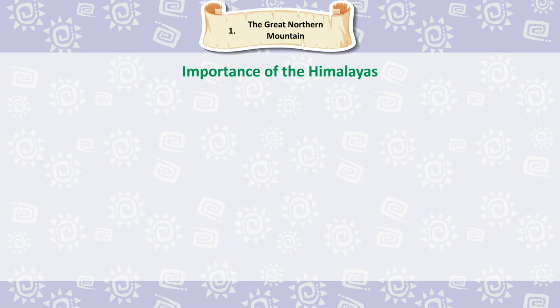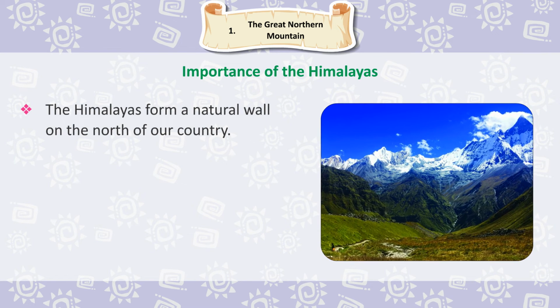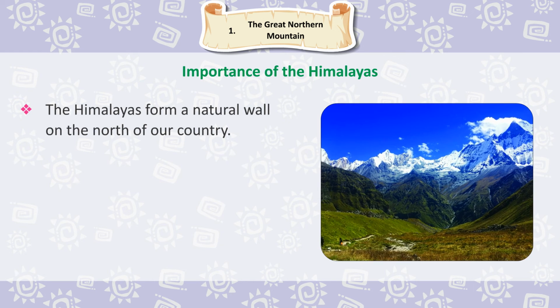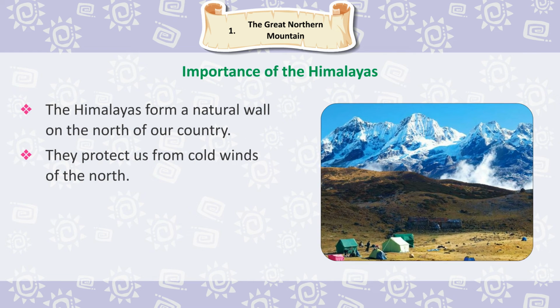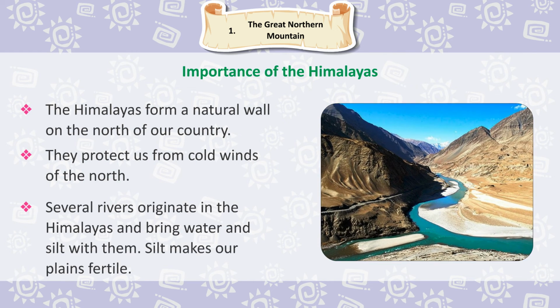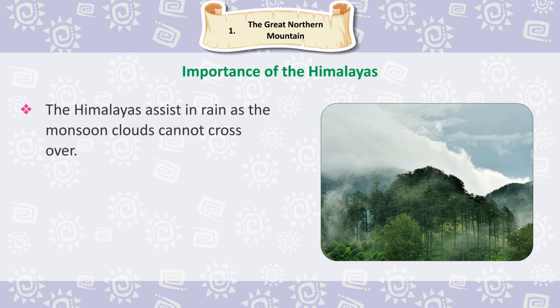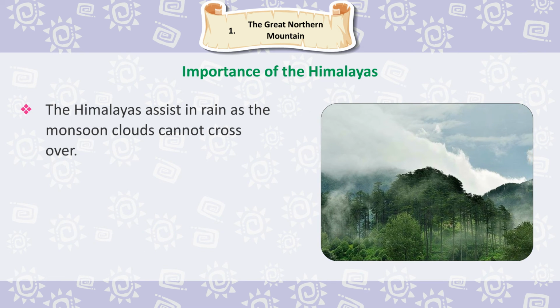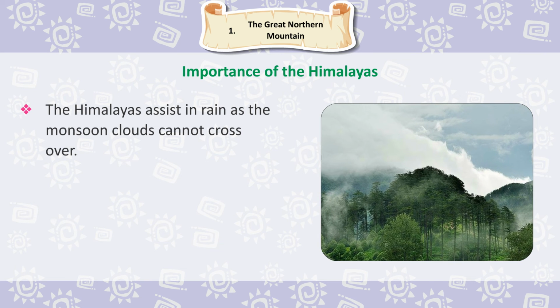Importance of the Himalayas. The Himalayas form a natural wall on the north of our country. They protect us from cold winds of the north. Several rivers originate in the Himalayas and bring water and silt with them. Silt makes our plains fertile. The Himalayas assist in rain as the monsoon clouds cannot cross over.